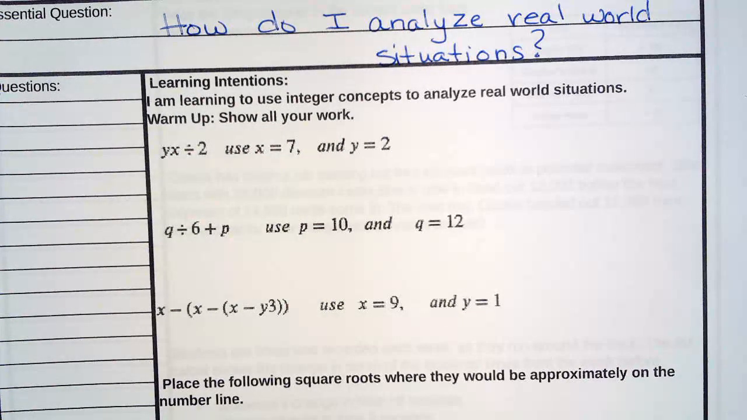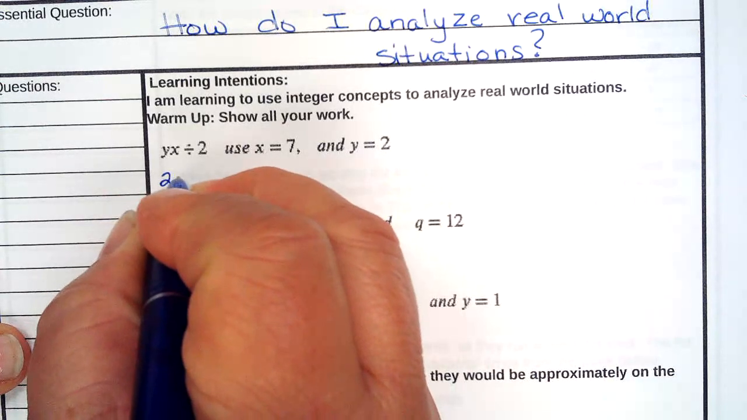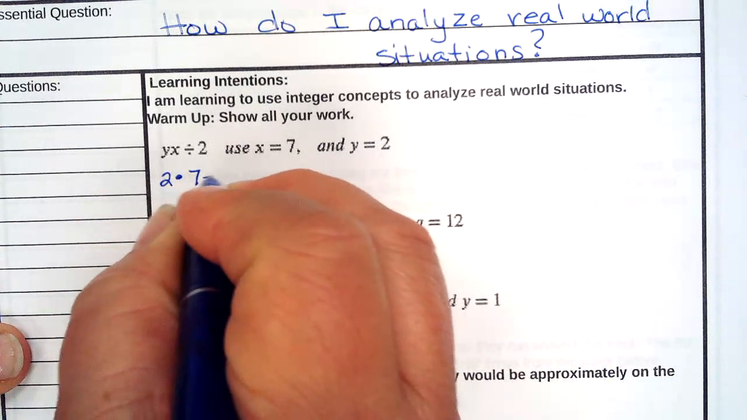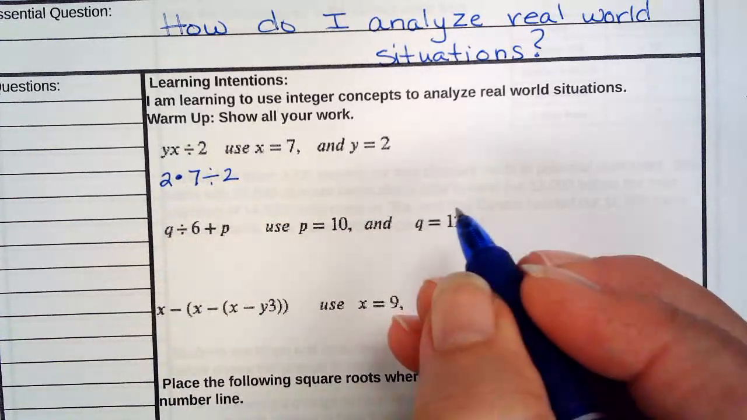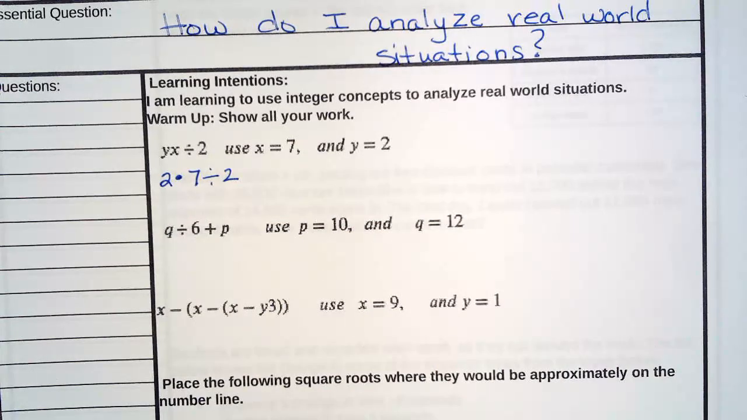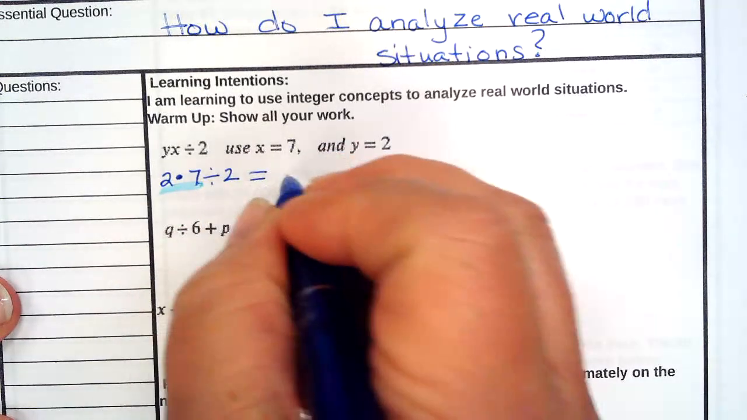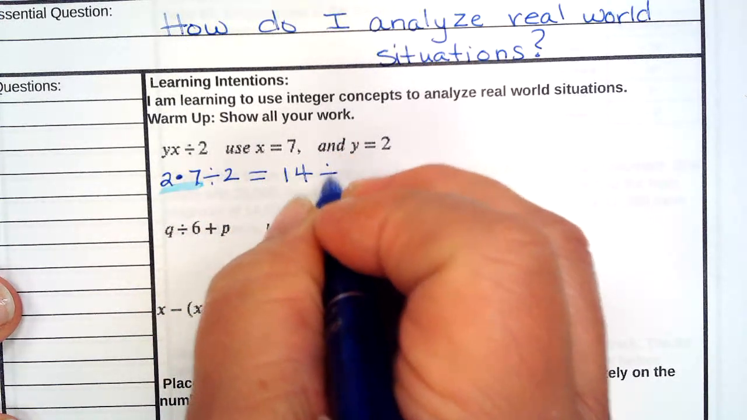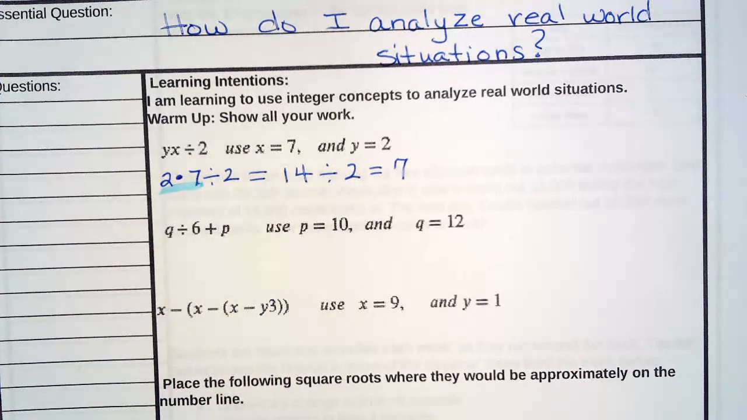Well, I do hope you tried. So if you're looking at the first one, x is 2, y is 7. 2 times 7 divided by 2. What we do first is our multiplication because it comes first. This becomes 14 divided by 2, and the final answer is 7. We're right back where we started from.